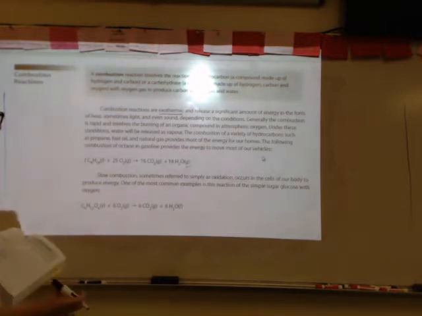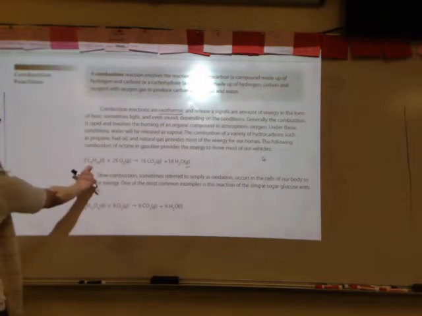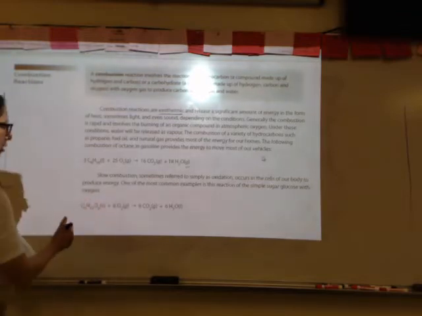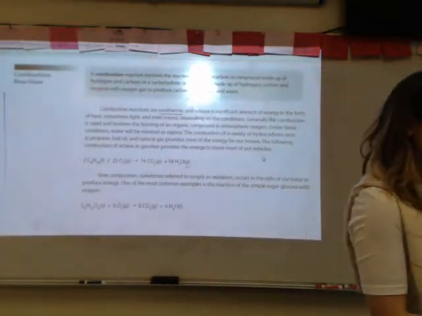The combustion of hydrocarbons like propane or gasoline or natural gas provides most of the energy in our houses. And the following combustion of octane, this is octane in gasoline. This provides the energy to move our vehicles. And slow combustion is sometimes referred to as oxidation. This happens in the cells of our body to produce energy. This is one of the common examples of that type of reaction where you have glucose reacting with oxygen to produce carbon dioxide and water.